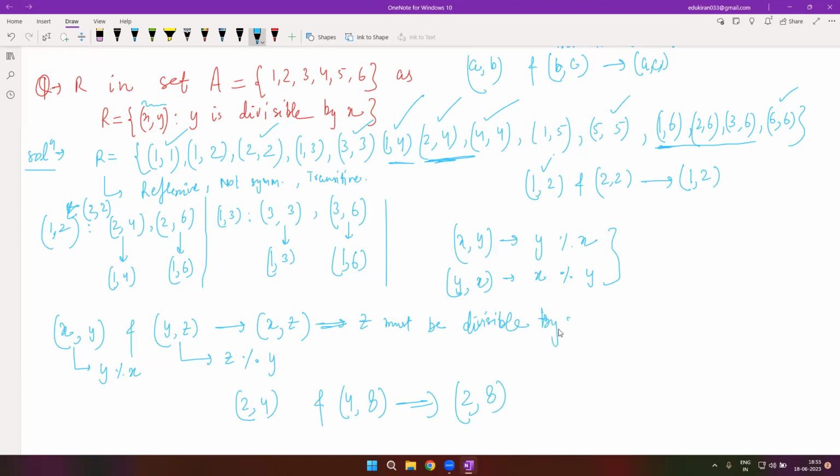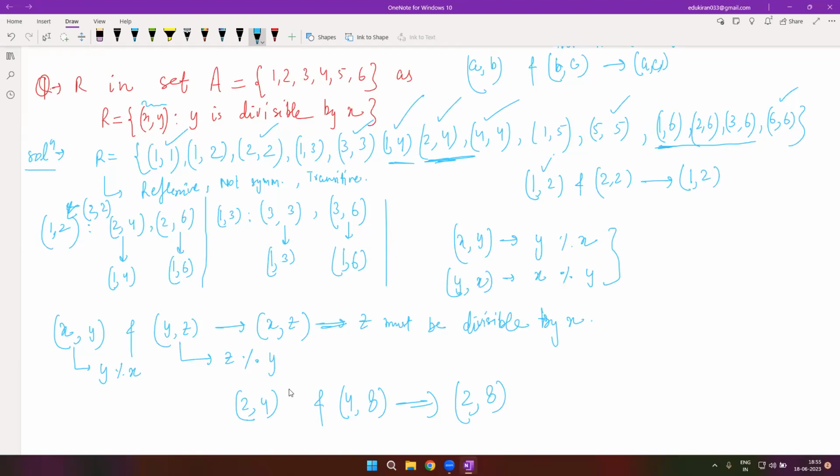So I can just say once again: if x divides y and y divides z, then x must also divide z. Think of it like that, x is a divisor of y. Let's take an example: 3 comma 6. If 3 is dividing 6 and you find another number which is divisible by 6, then you already know that the number is divisible by 3 also, because 6 has two factors, 3 and 2. So all the numbers which are divisible by 3 and 2 will be divided by 6.